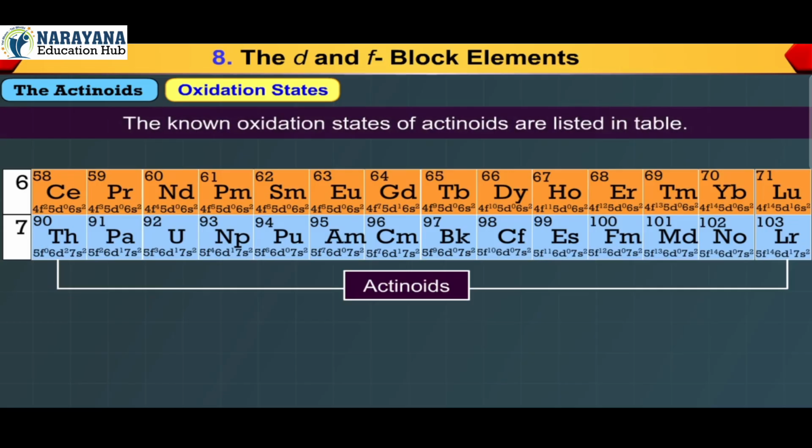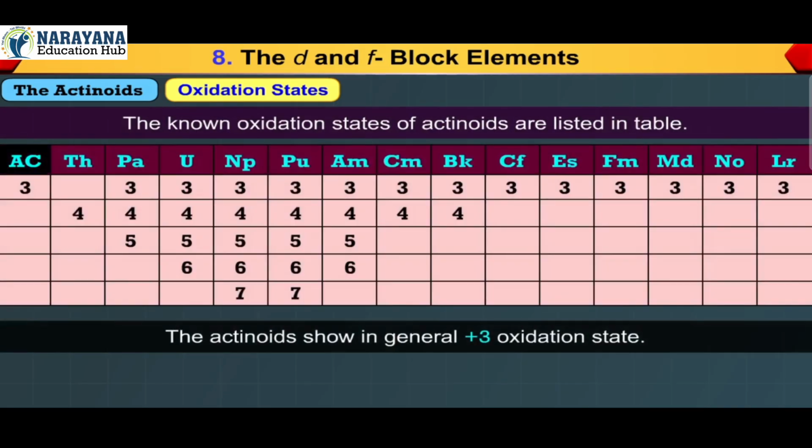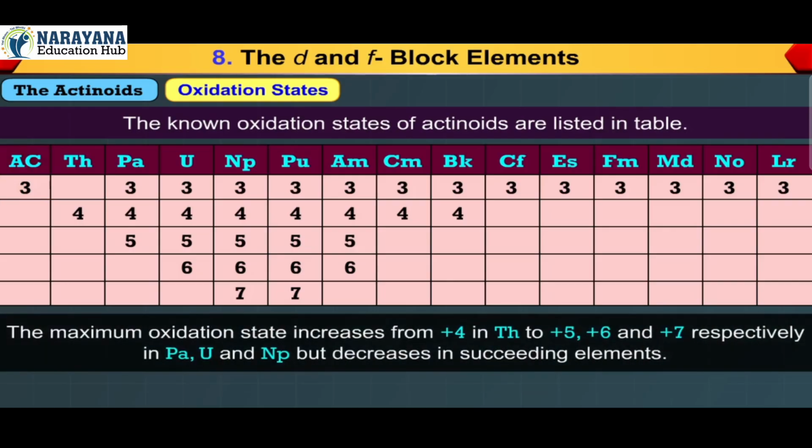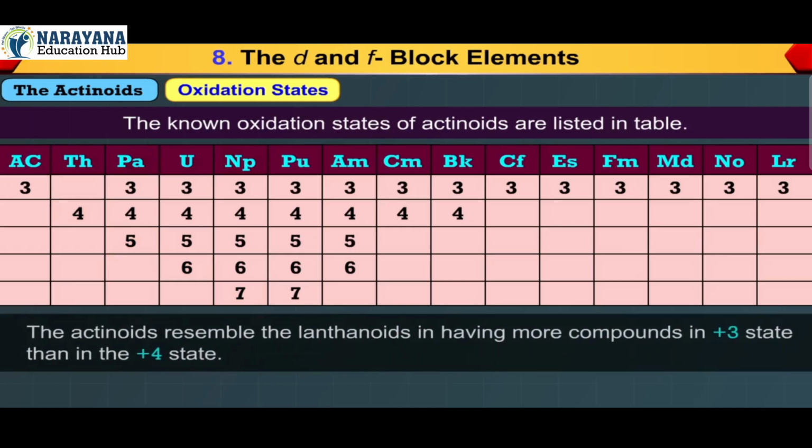The known oxidation states of actinoids are listed in the table. The actinoids show in general a +3 oxidation state. The elements in the first half of the series frequently exhibit higher oxidation states. For example, the maximum oxidation state increases from +4 in Th to +5, +6, and +7 respectively in protactinium, uranium, and neptunium, but decreases in succeeding elements.